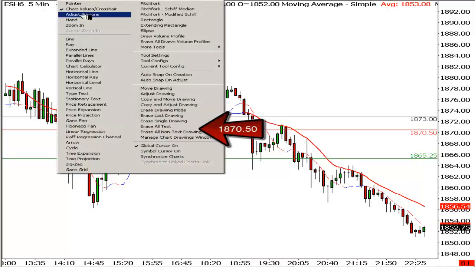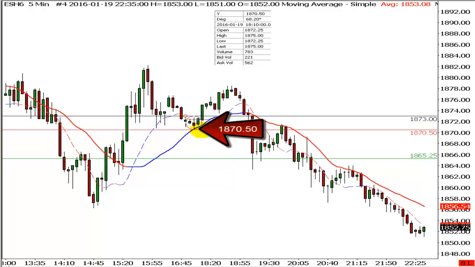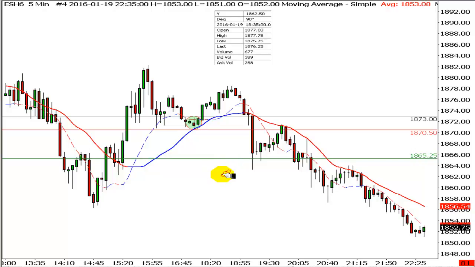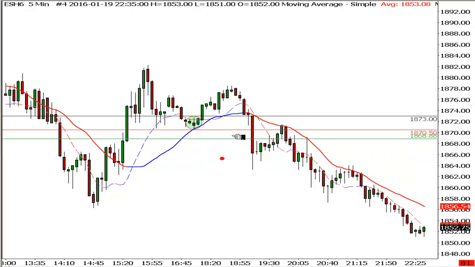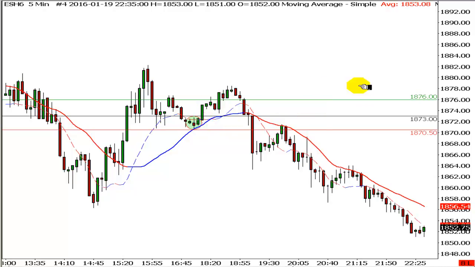Let me draw it in. Right, that's the trigger bar, the one in the middle, right? And then your target, 1873, your target is going to be, let's call it, for the sake of saying, 1876. So right there, right? In this instance, you got it.